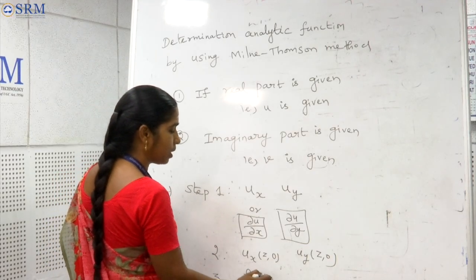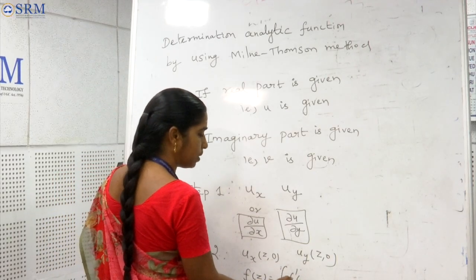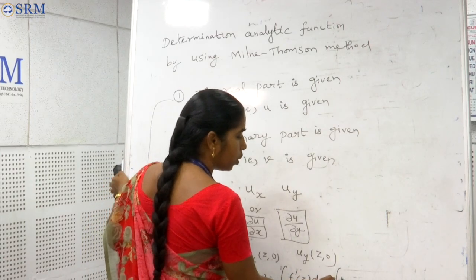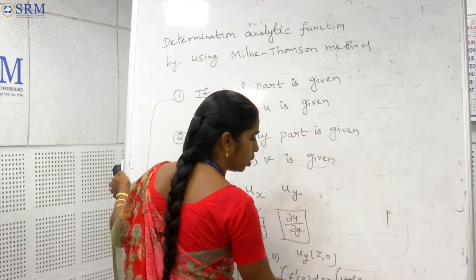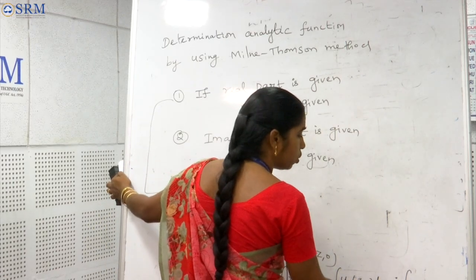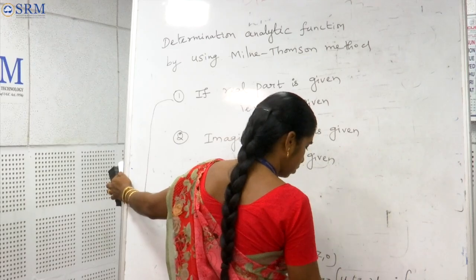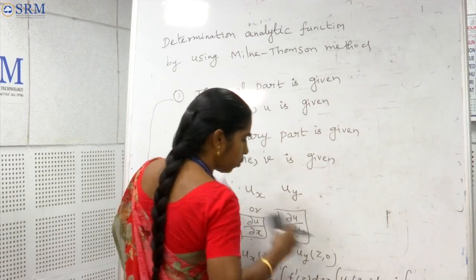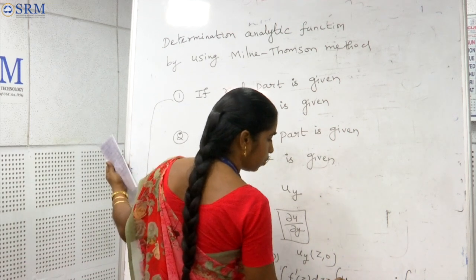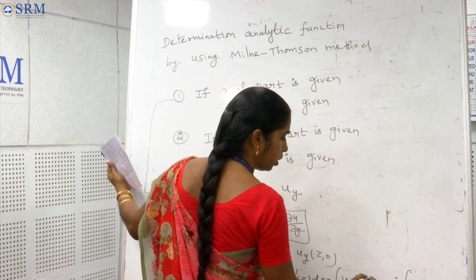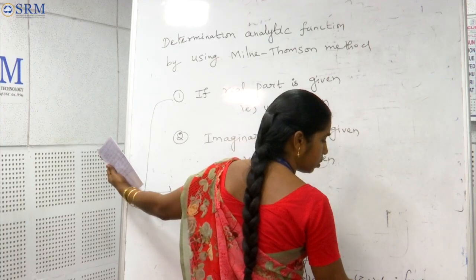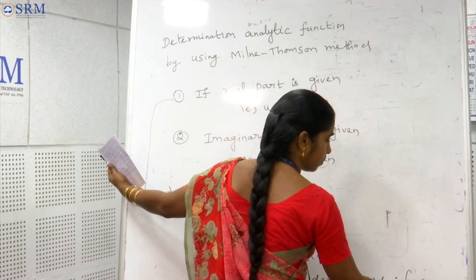That f(z) is nothing but the integral of f'(z) dz, which is equal to the integral of u_x(z,0) dz minus i times the integral of u_y(z,0) dz, plus c.